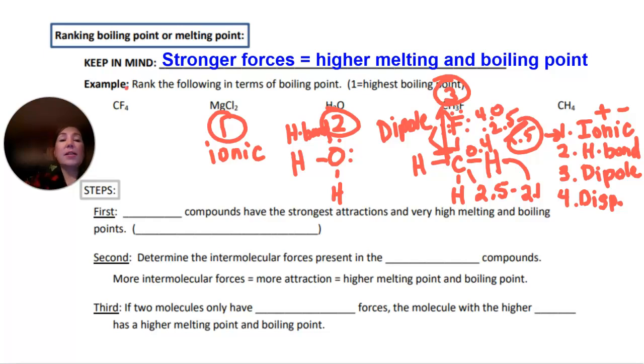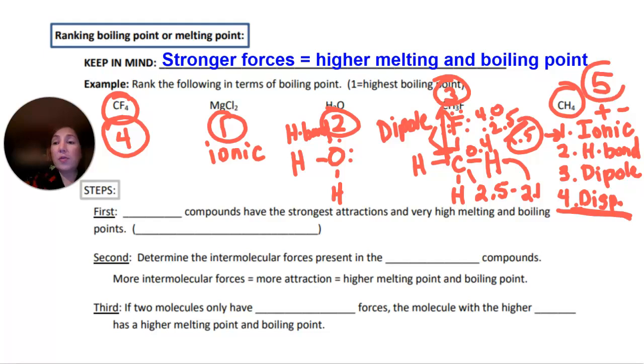And then we've got CF4 and CH4. Now these are going to be tied. They're dispersion forces only. That's a pretty weak force. We're down to size. Fluorine's got more mass, more electrons, so CF4 is going to be 4. And our CH4 is going to be 5, our lowest boiling point.